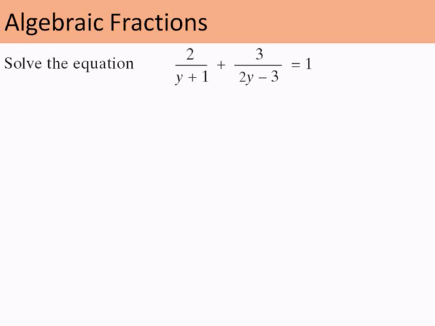Here's another question. Solve the equation 2 over y plus 1 plus 3 over 2y minus 3 equals 1. So this time we've got to solve the equation, which means that we've got to find out what y is that makes that balance. So we need to try and get it in the simplest form possible by multiplying things out both sides or adding things both sides. So we really want to try and get rid of the fractions.